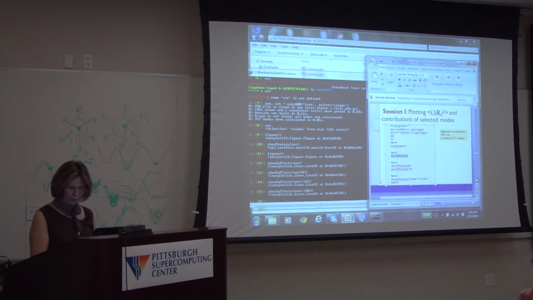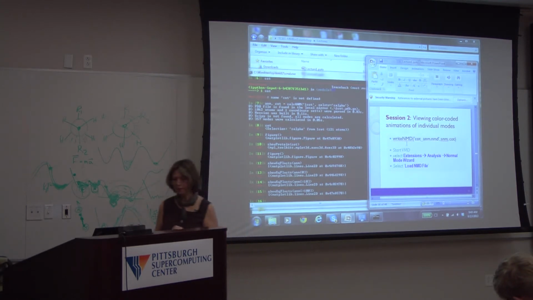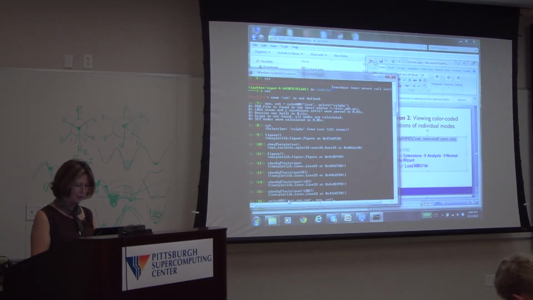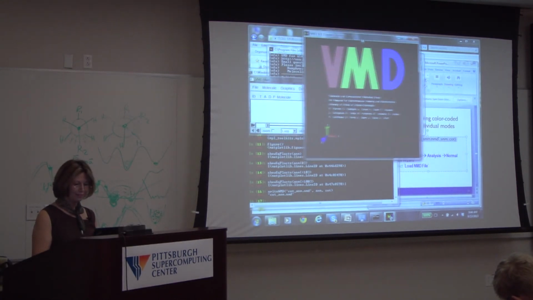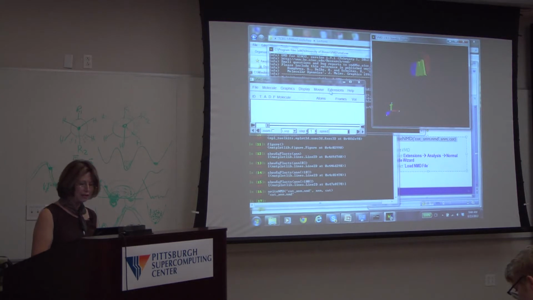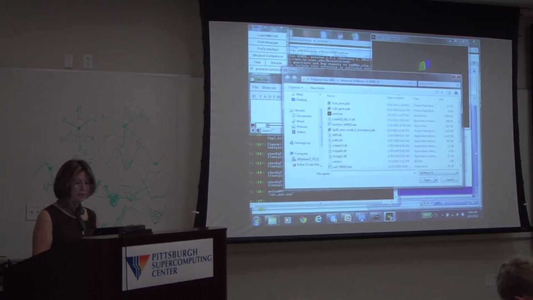In the next session, we are going to view these things using VMD in an interface called Normal Mode Wizard. So here we're going to write our output into this new file, named with the PDB code, ANM NMD. So we write it there. It's already there now. And we go to VMD, and we are going to analyze with Normal Mode Wizard and load our NMD file.